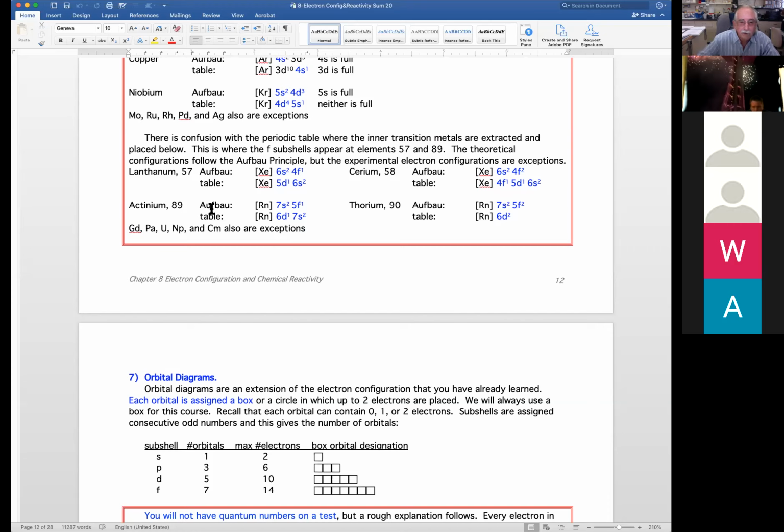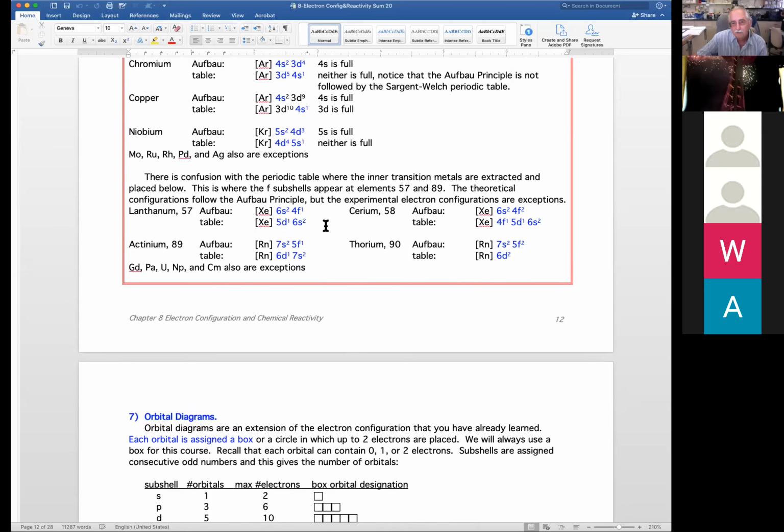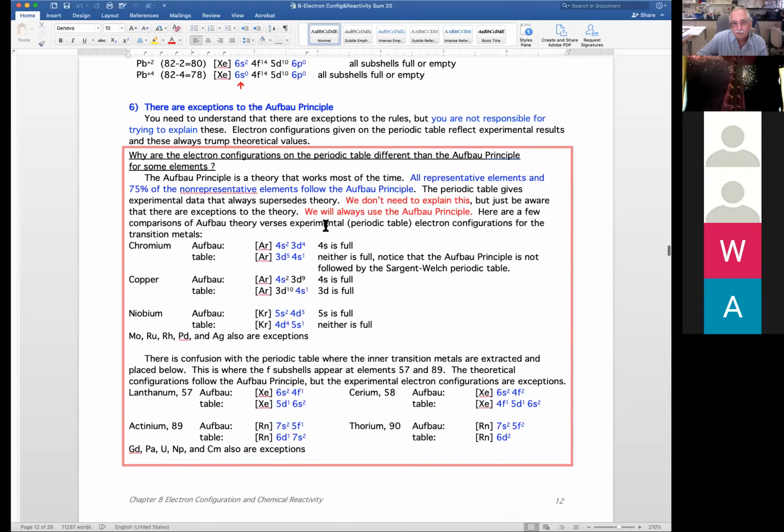Shell number 5, right below it, here's the theory: 7s2, 5f1. 7s2, 5f2. Makes perfect sense. But look, the theory doesn't match the experiment. But don't be upset about this, because all the representative elements obey the Aufbau principle, all of them. And three-quarters of the non-representative elements follow that Aufbau principle. So there's just some exceptions, that's all.